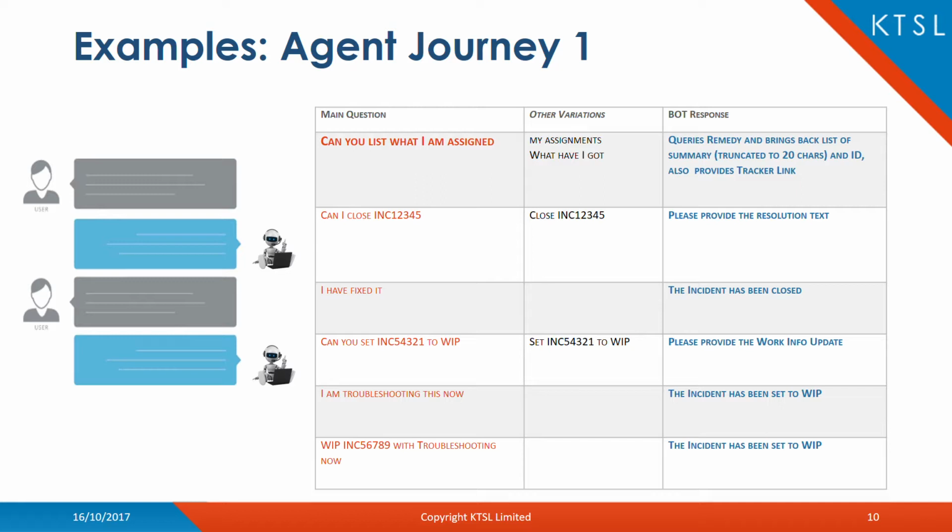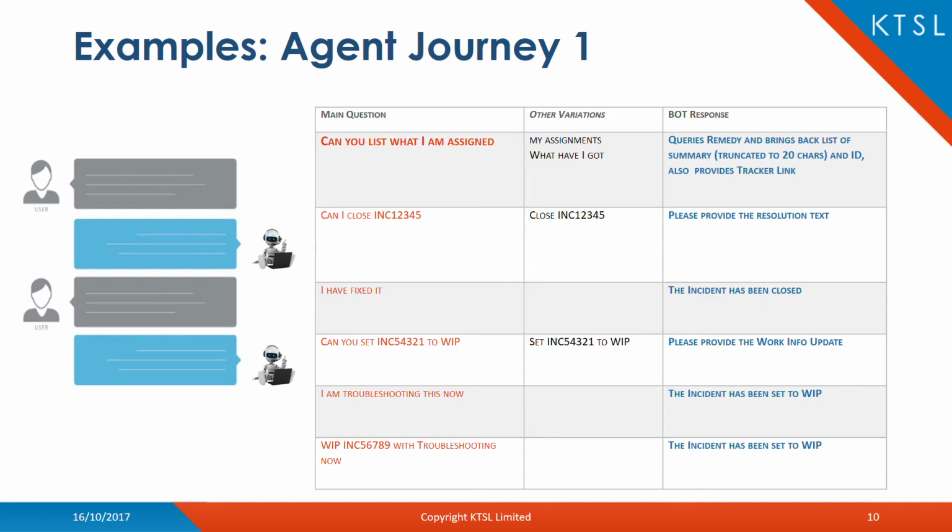But then I could say, okay, can I close incident 12345? The bot will then say, well, can you provide the resolution text? I could provide, I have fixed it. In which case then it will close that incident for that agent. Another example could be, can you set incident 54321 to work in progress? And it will say, can you provide the work info update? I enter, I'm troubleshooting this now. It updates the incident and sets it to work in process.